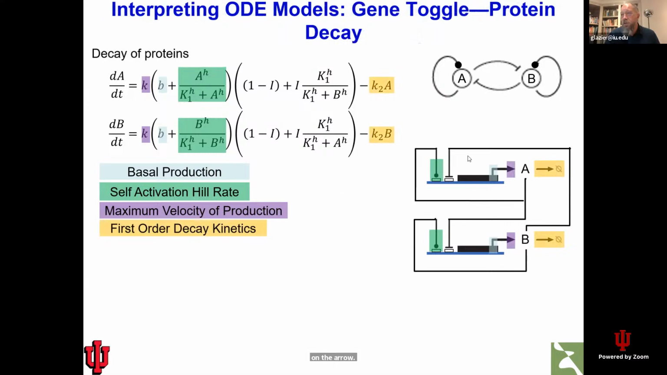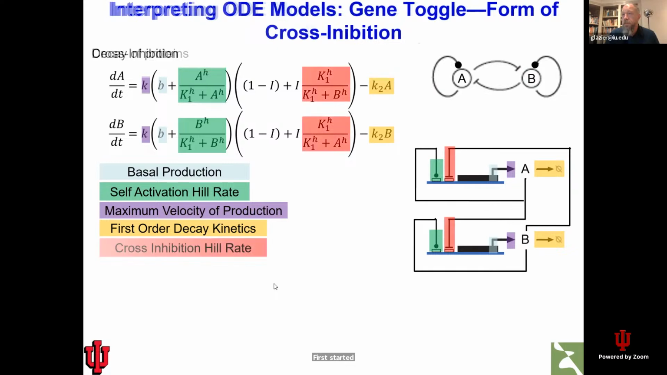I have first order decay kinetics, minus K2 times A, minus K2 times B. And that's almost always going to be the case in almost any equation you run into. Occasionally, you'll see Michaelis decay kinetics or activated decay kinetics, but in general, first order decay kinetics. So that's here. I have that inhibitory function, K over K plus B. That's the inhibitory line here.